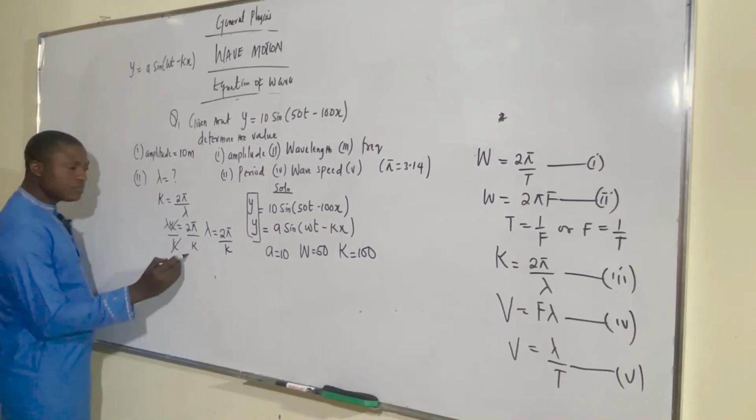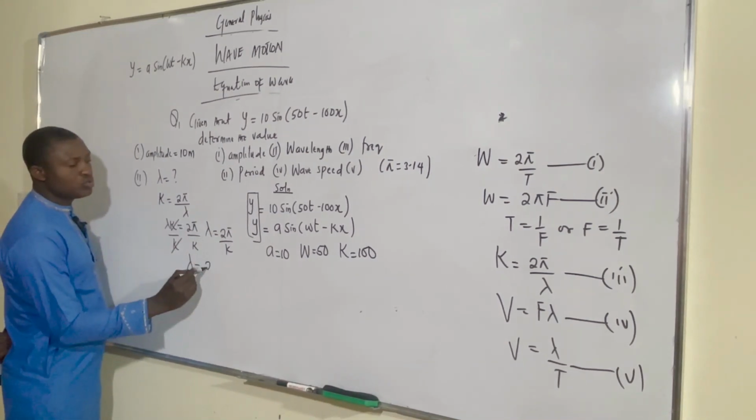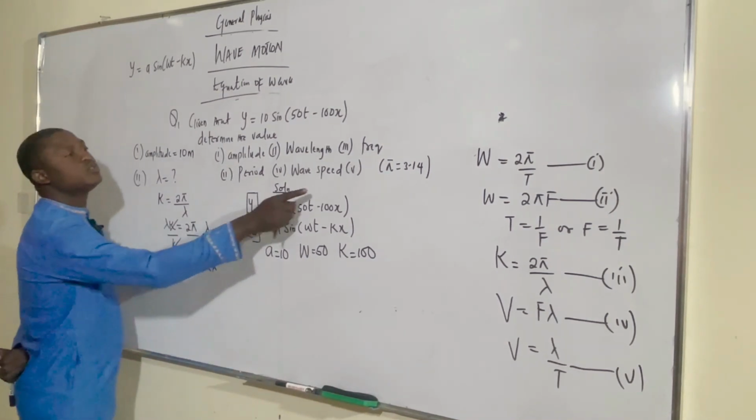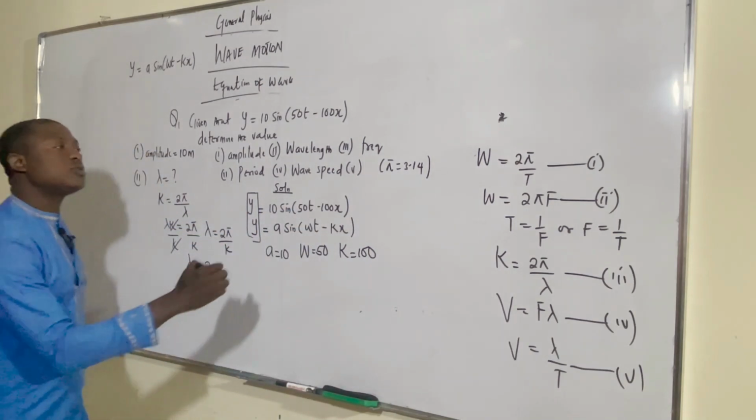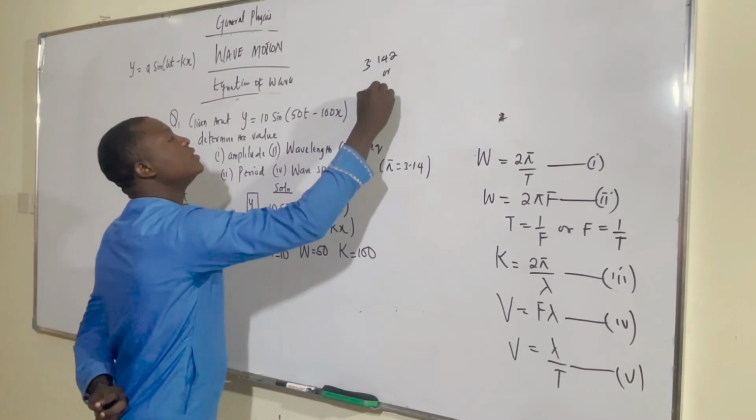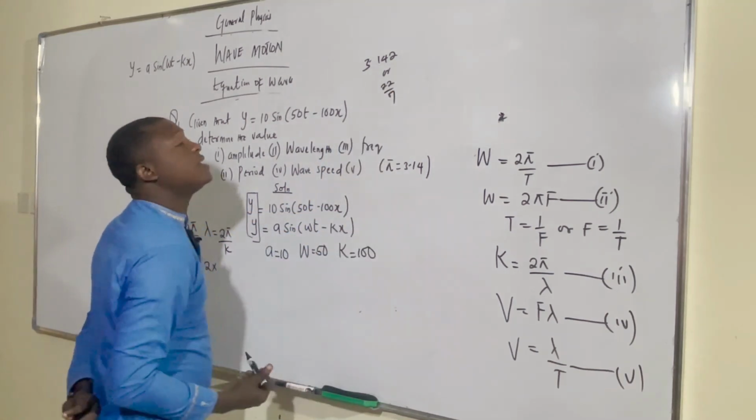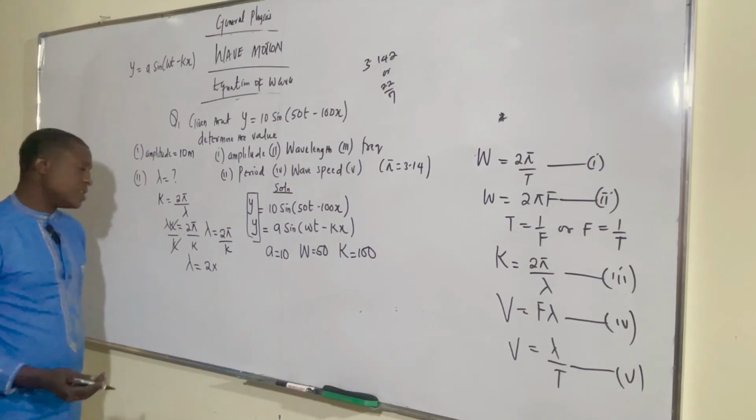So now we can have lambda. From the equation, this is 2 multiplied by our pi, and we have to take pi to be 3.14. It depends: in some situations we have to take pi to be either 3.142 or 22/7. So you just check, and if the value of pi is not specified, you can use any of the three.